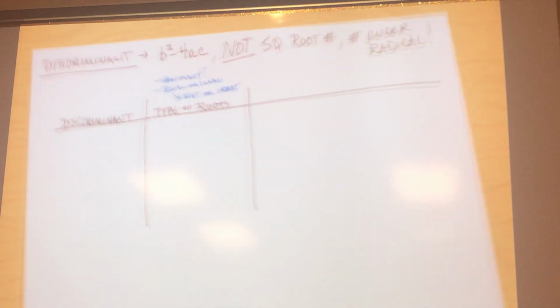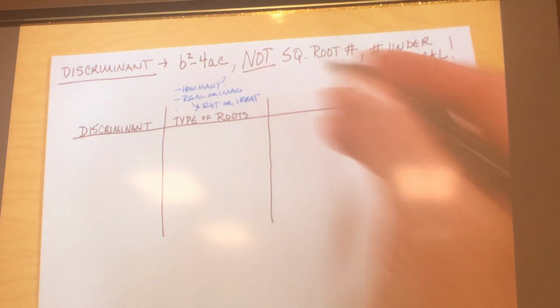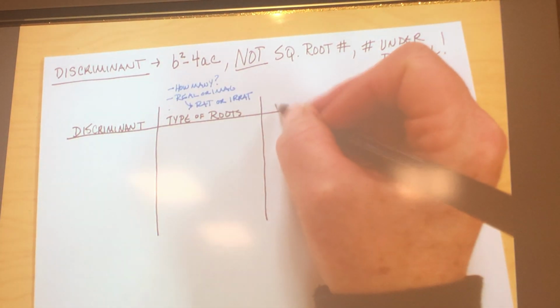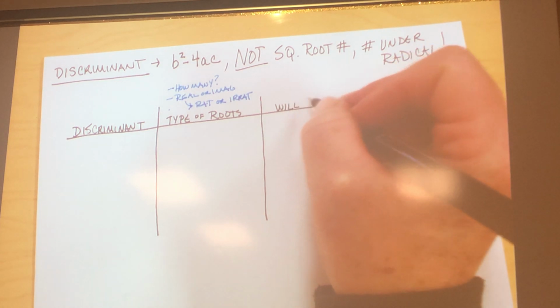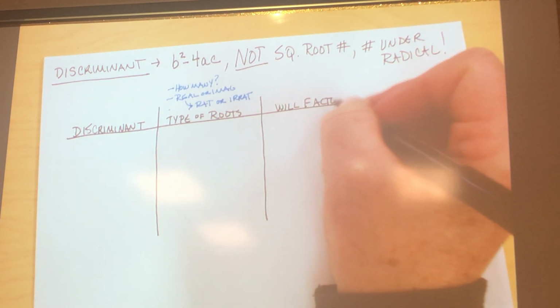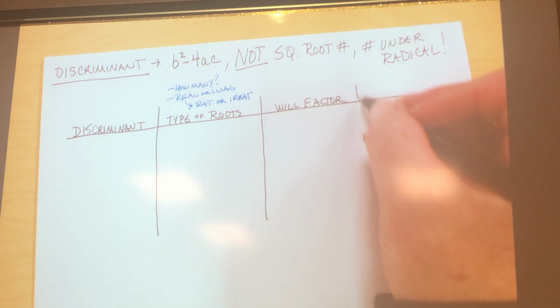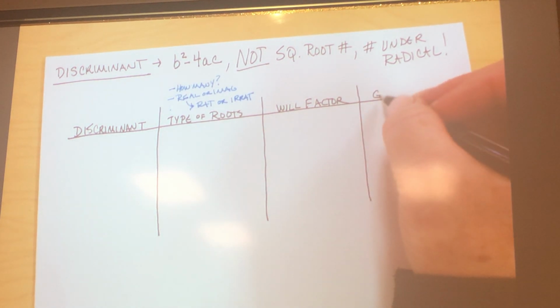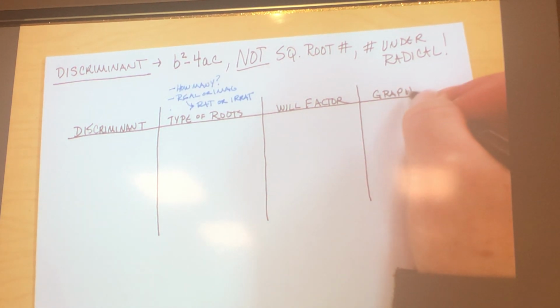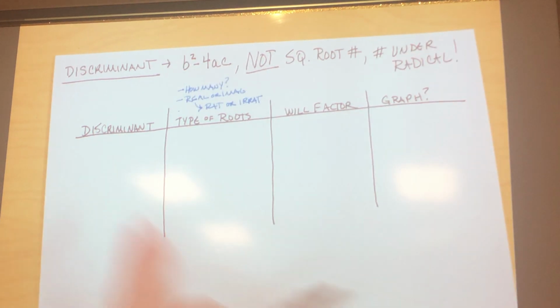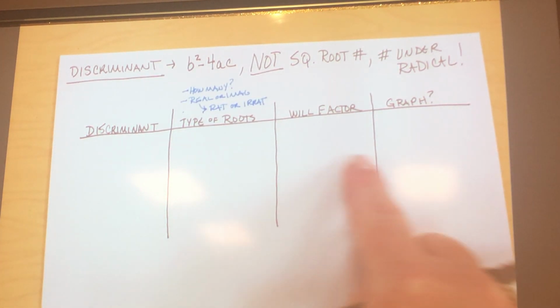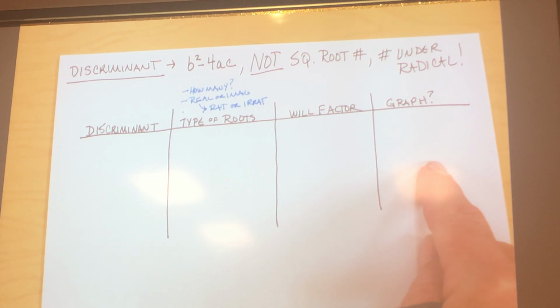All right, everybody with me? The next thing we're going to talk about is, will the discriminant tell me if it will factor? Oh, yes it does. And what does that discriminant tell me about my graph? Y'all, look at all of these things that discriminant tells me. It tells me how many solutions I'm going to have. Are they real or imaginary? If they're real, are they rational or irrational? Will this thing factor? And what's my graph going to look like?